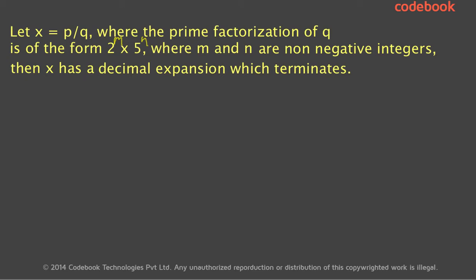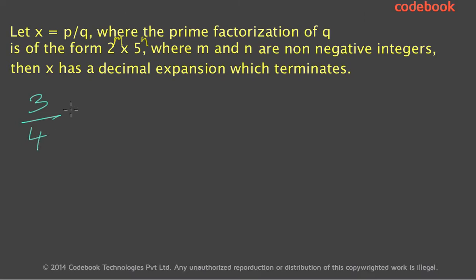In the previous theorem we have stated that if x is a rational number with a terminating decimal expansion, then x can be expressed in the form of p by q, where p and q are co-primes, and q can be expressed as 2 power m times 5 power n. So here we are saying the reverse. So now let's try to prove this, and we'll prove it by again looking at some examples.